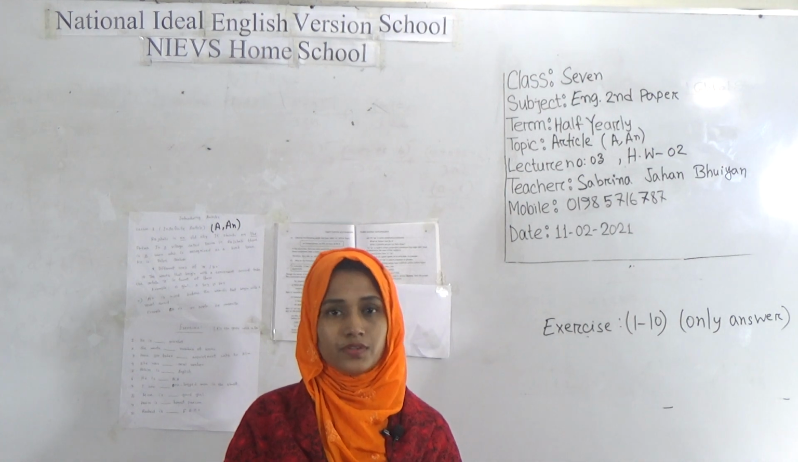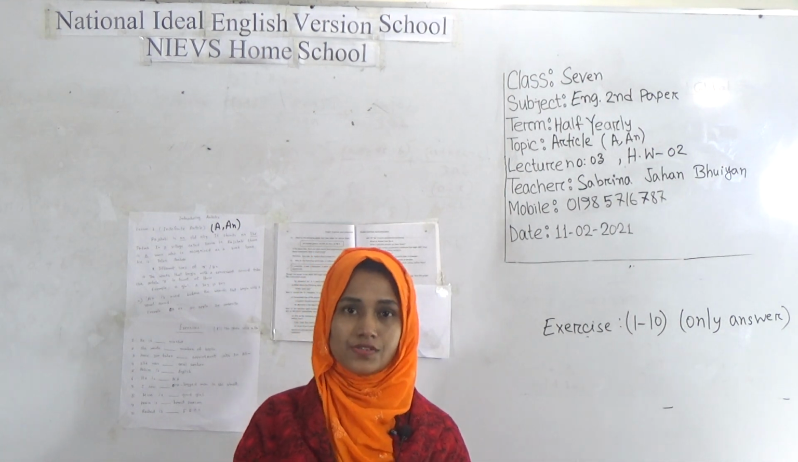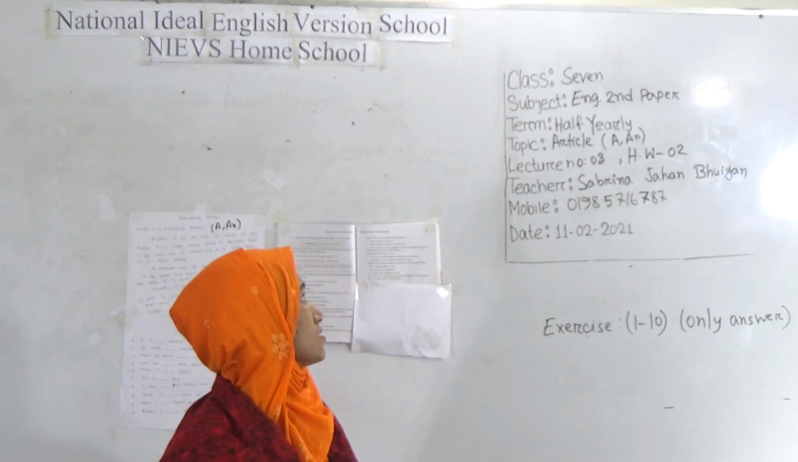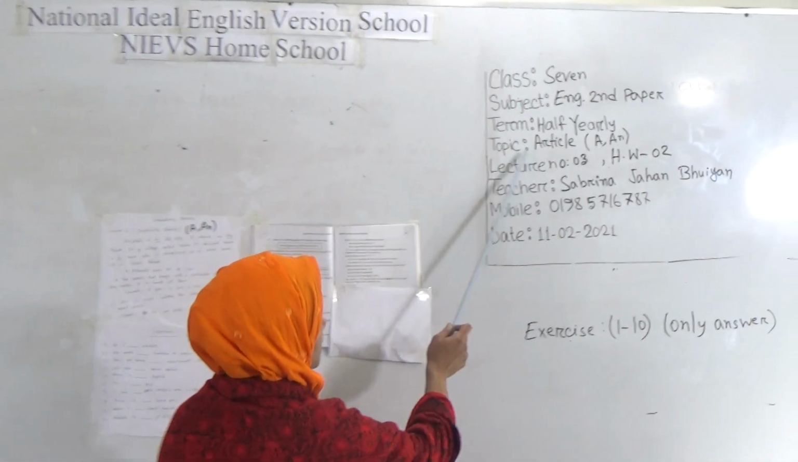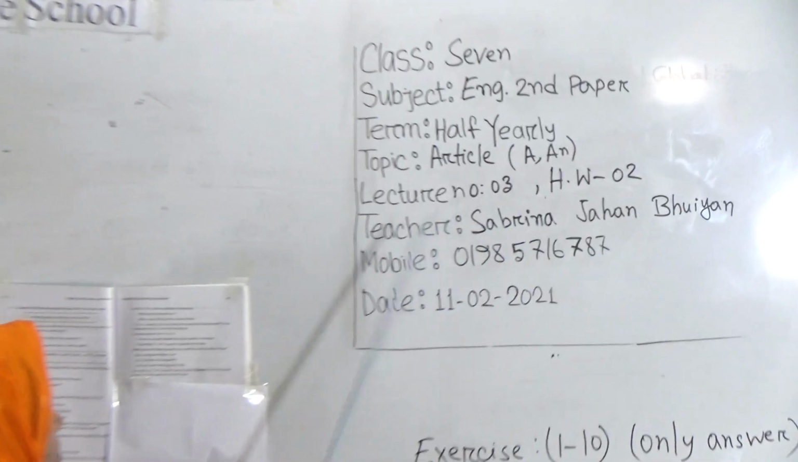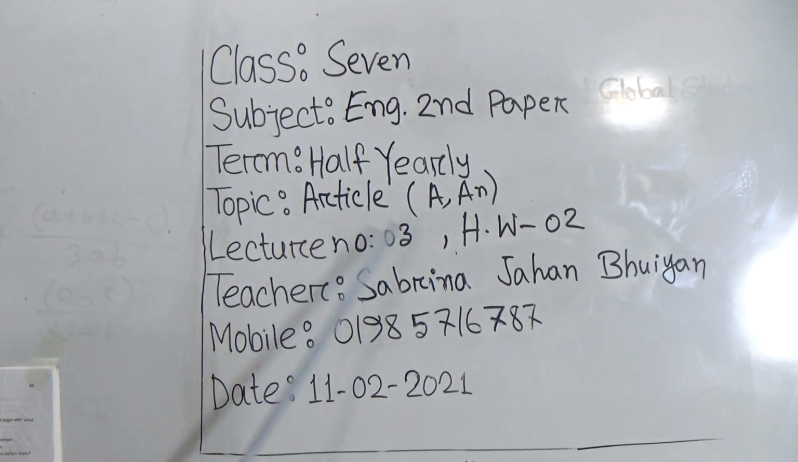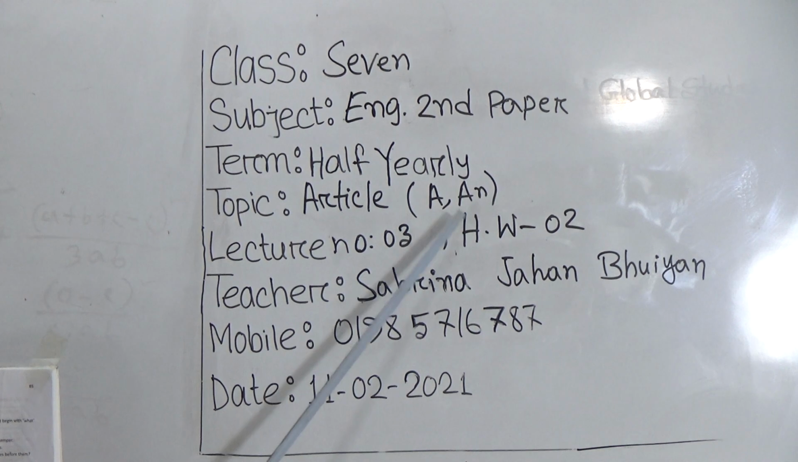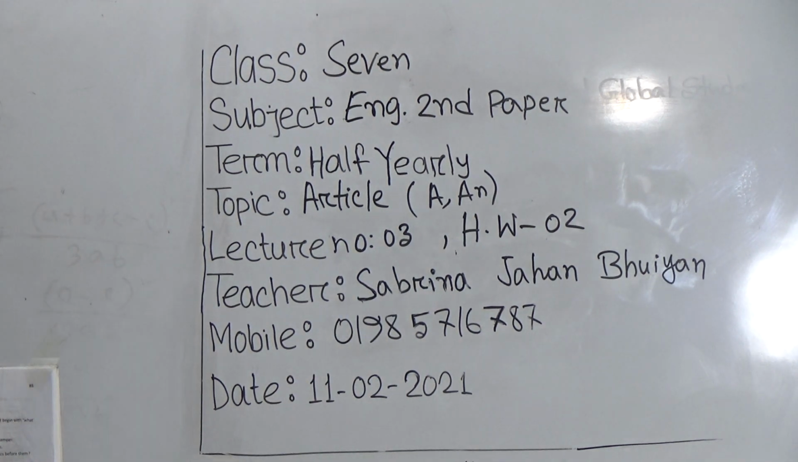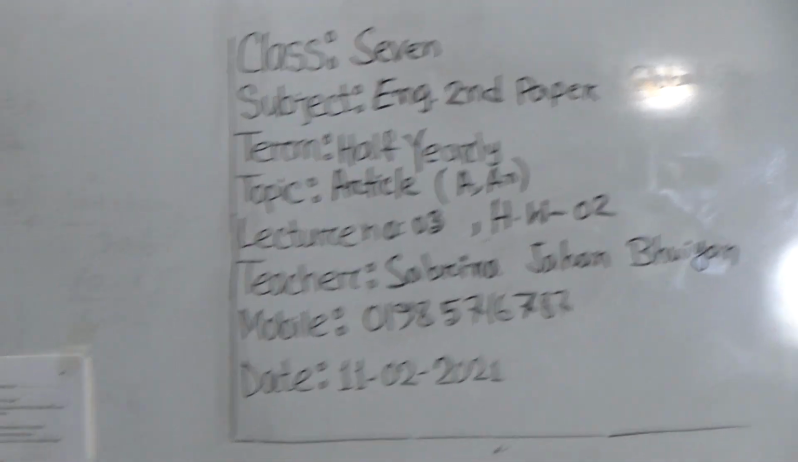Dear students, today I am going to take an English second paper class for the students of class 7. Today's topic is article, and this is our lecture number 3 and SW number 2. Let's start our today's topic. From article I will discuss here today only A and AN, these two types of articles.